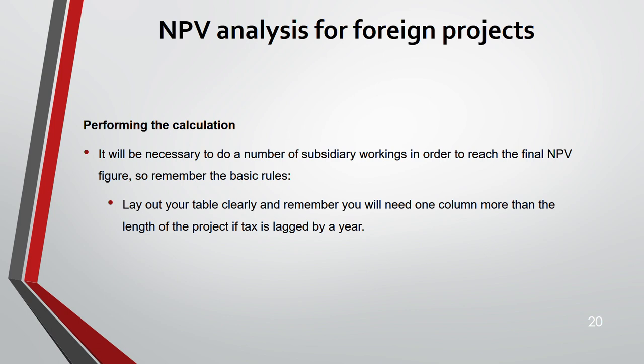You need to lay out the table very clearly. You need to remember, you will need one column more than the length of the project if tax is lagged by a year. For example, the project is for 4 years, and let's say tax is paid 1 year after. So you need one more year, 5 years. So one more column needs to be added.